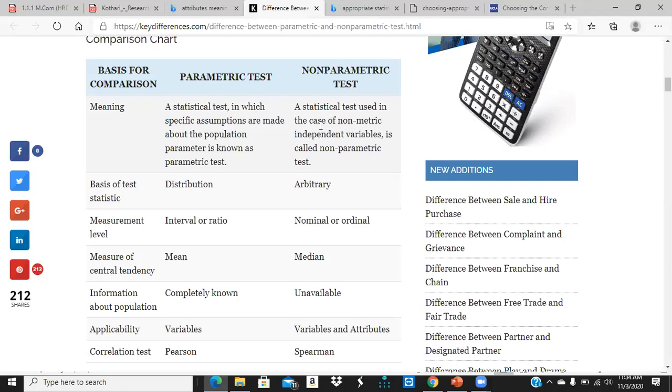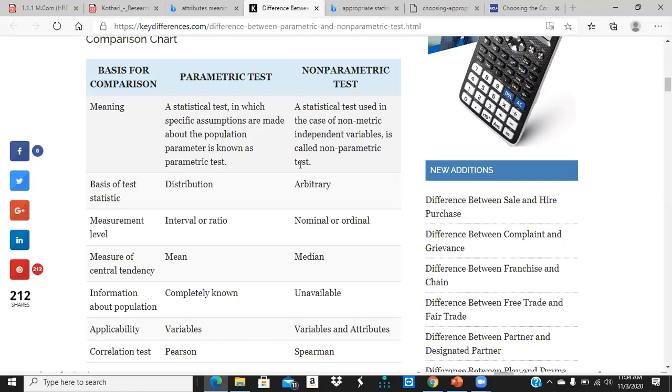And what do you mean by a non-parametric test? A non-parametric test is a test used in the case of non-metric independent variables. For some data we cannot make an assumption, so at that time we have to proceed without making an assumption.